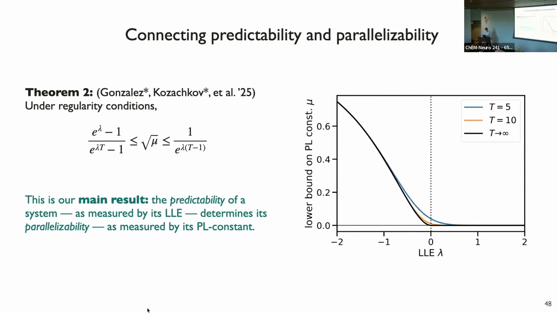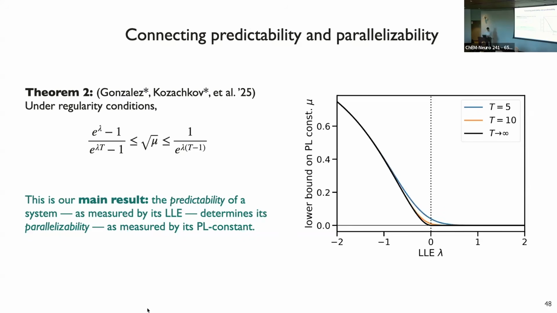The dotted line is LLE equals 0. That's the boundary between predictability, LLE less than 0, and unpredictability, chaos, LLE greater than 0. What we're showing is that when we make our sequence length arbitrarily long, really big, if we're in a predictable setting, mu converges. It becomes some non-zero value. So it's basically saying when we're predictable, our optimization landscape never gets too badly behaved. It's always nice and bowl-shaped, no matter how long we make the sequence length.